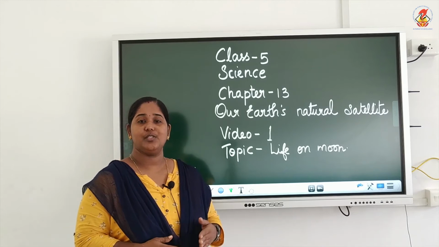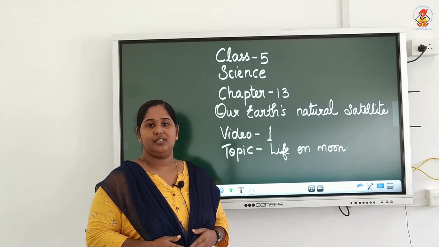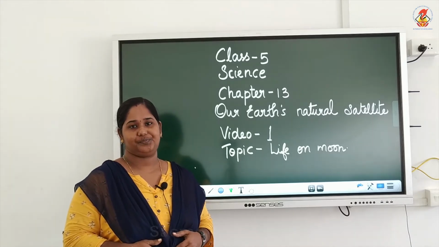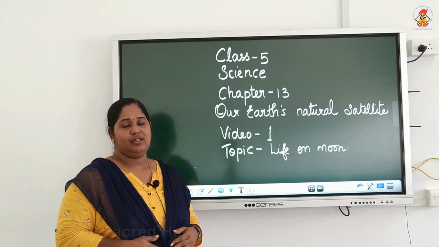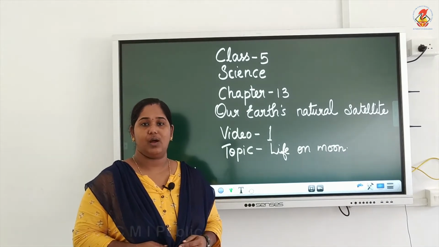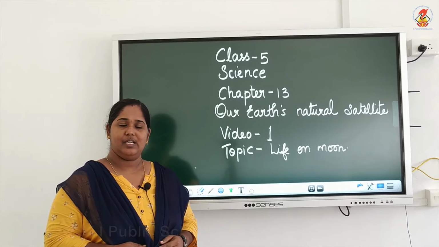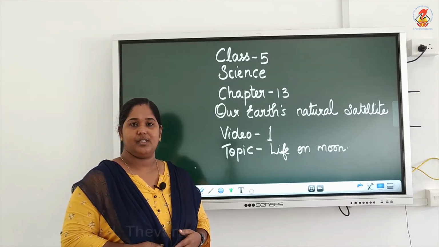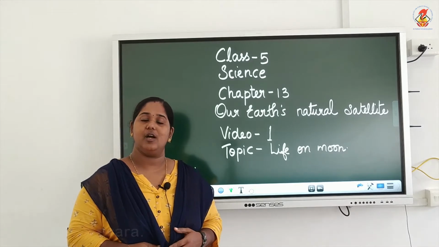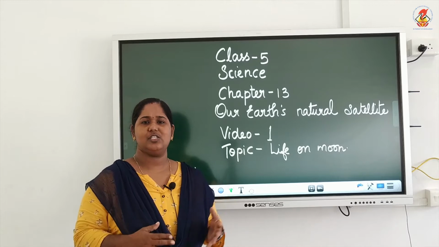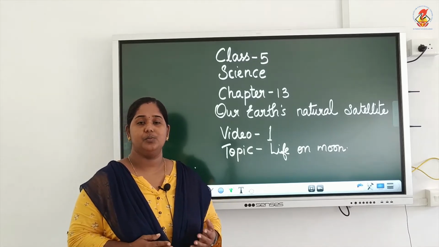Today we are going to start the new chapter, chapter 13, our Earth's natural satellite. A satellite is a heavenly body that revolves around a planet. Natural satellite means it is not created by us. The natural satellite of Earth is Moon. So this chapter is all about Moon.